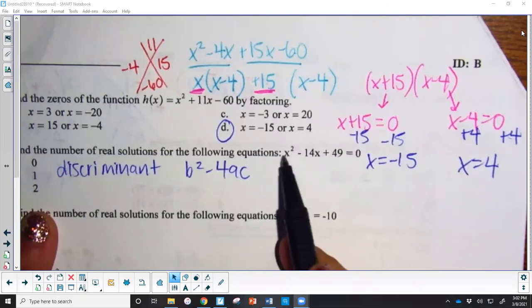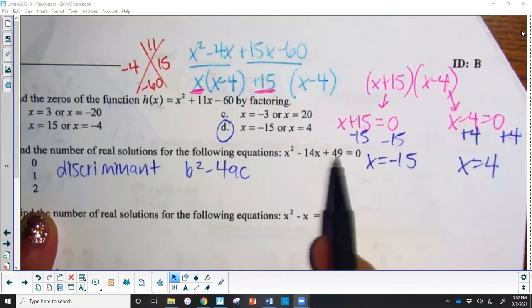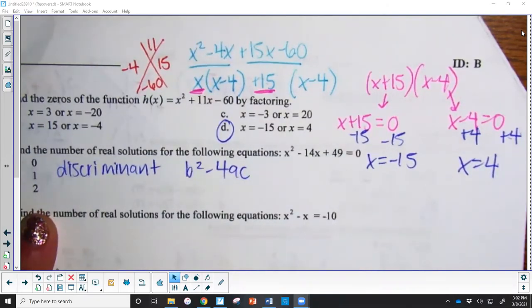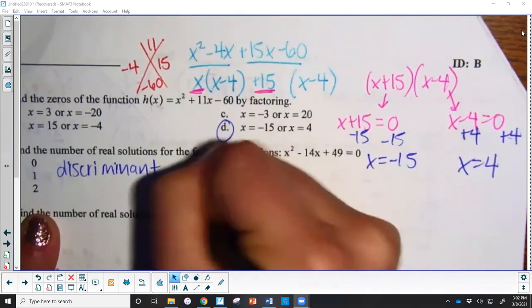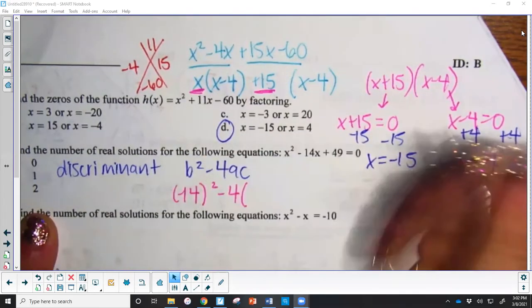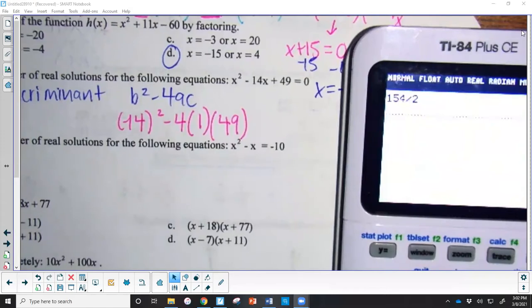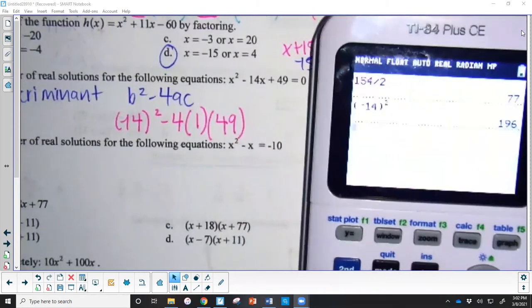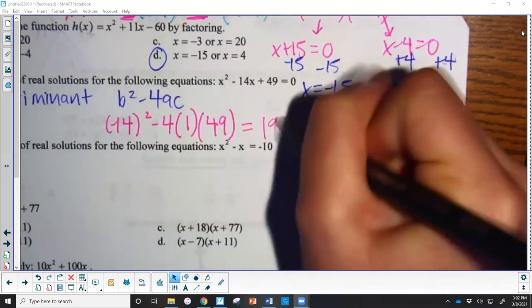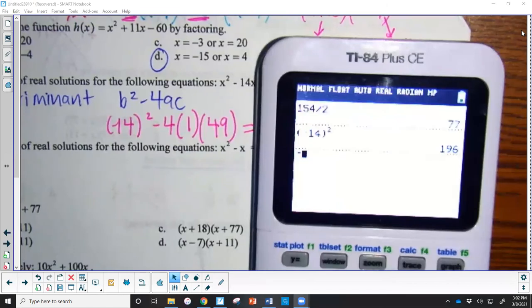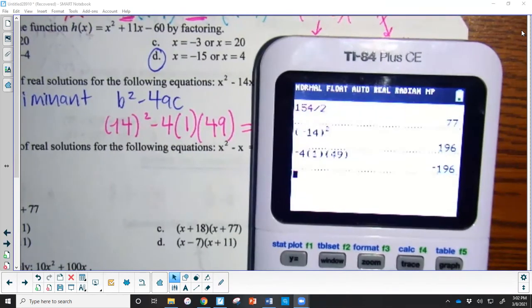So let's make sure this is ax squared minus bx plus c. I have everything over on one side. So b squared, negative 14 squared, minus 4 times 1 times 49. So I'm going to plug this into the calculator because I don't know my 14 squares by heart. Negative 14 squared. Make sure you plug that into parentheses. And that gives me 196. And then what is negative 4 times 1 times 49? Oh, negative 196.